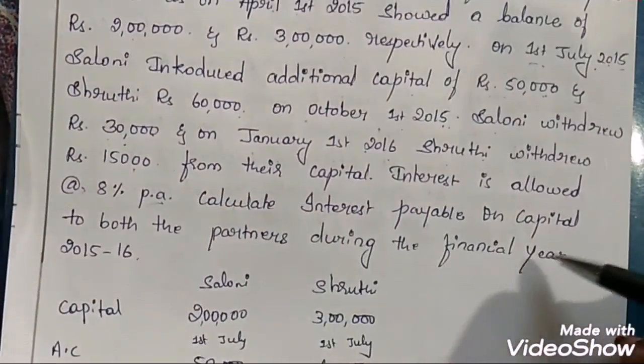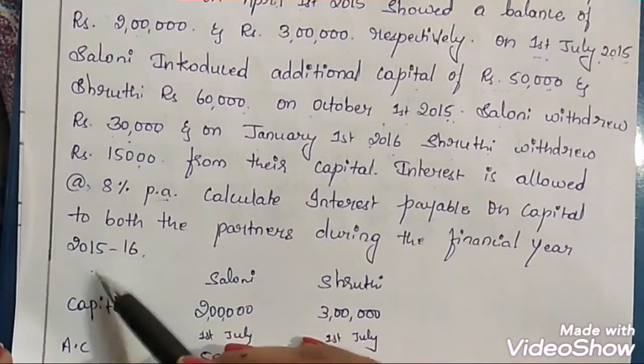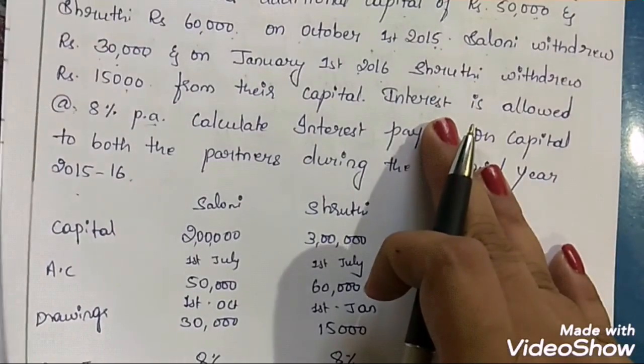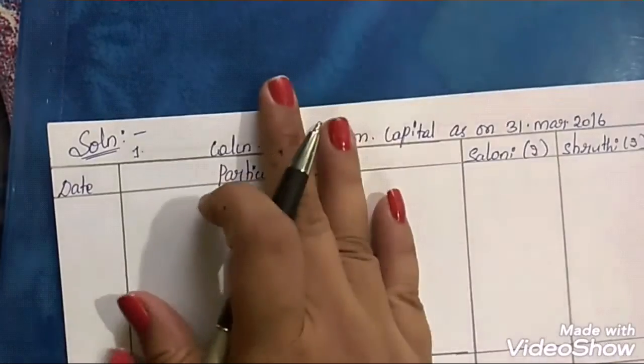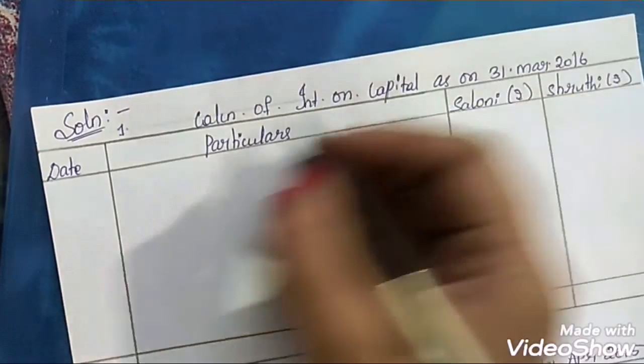Now calculate interest payable on capital to both the partners during the financial year 2015 and 16, right? So now we have the summary with us. Now we just have to calculate the interest on capital, okay? So here first of all we know that we have to calculate interest on opening capital, right?